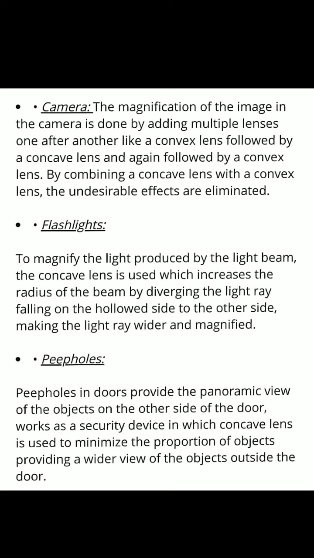Next, use in flashlights. Concave lenses are also used in flashlights in order to magnify the light produced by the source. The light rays fall on the hollowed side of the lens and the light rays diverge on the other side. This increases the radius of the light source and thus provides a wider, magnified beam.